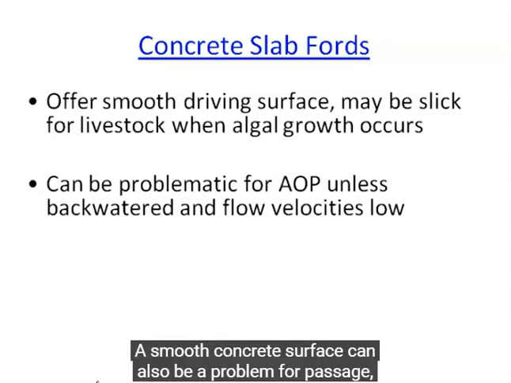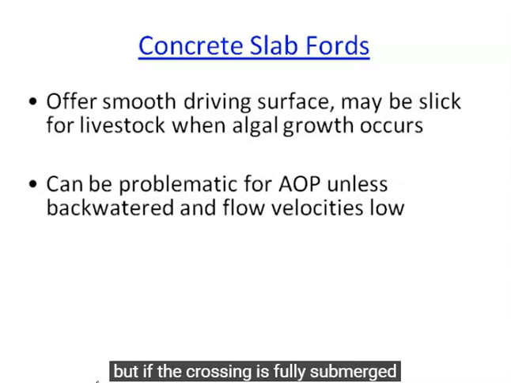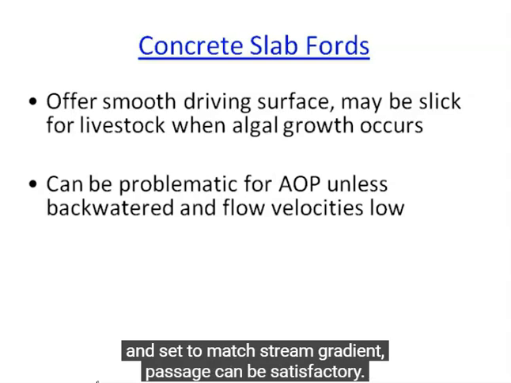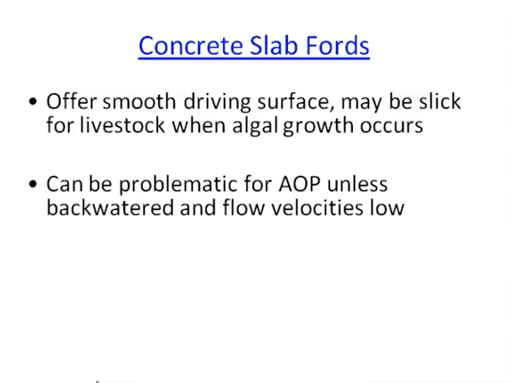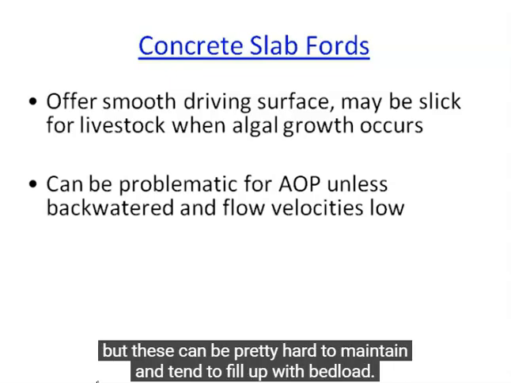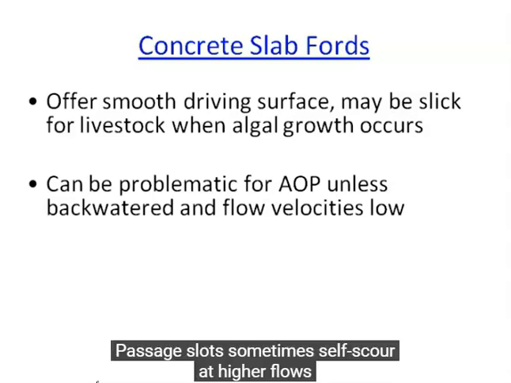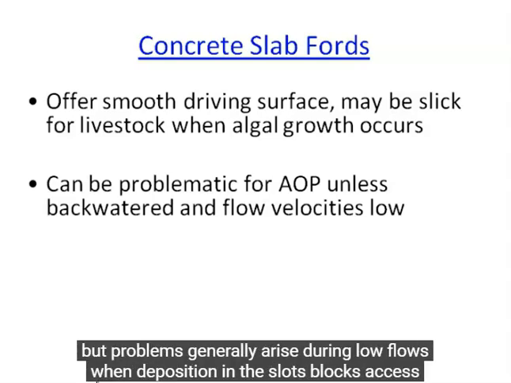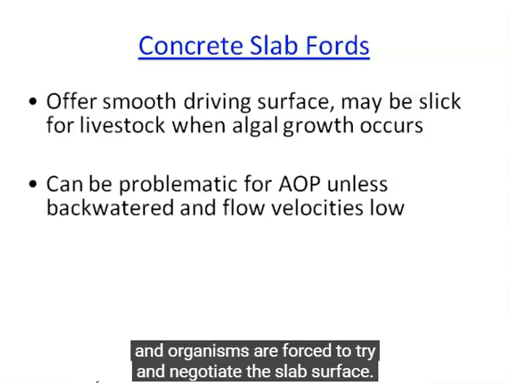A smooth concrete surface can also be a problem for passage, but if the crossing is fully submerged and set to match stream gradient, passage can be satisfactory. Sometimes low-flow passage slots are incorporated into slab fords, but these can be pretty hard to maintain and tend to fill up with bed load. Passage slots sometimes self-scour at higher flows, but problems generally arise during low flows when deposition in the slots blocks access and organisms are forced to try and negotiate the slab surface.